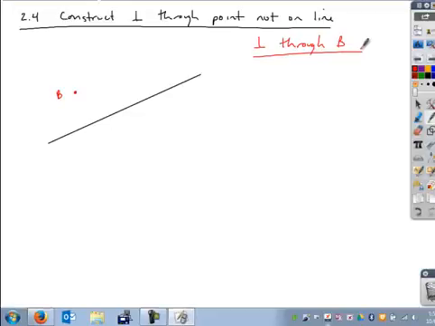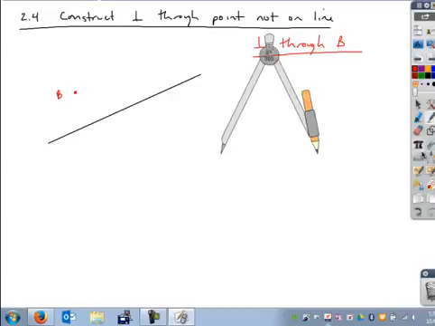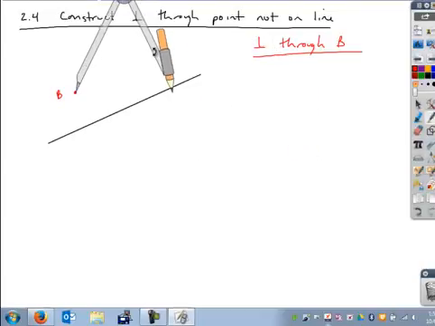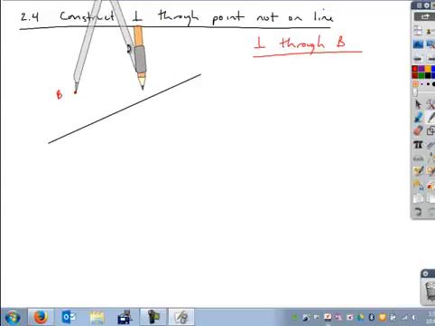Okay, the construction instructions for this are going to be identical to what we just did, with the exception of one word, and that word is we're changing the word diameter to chord. So if you want to construct a perpendicular through a point that's not on a line, you're still going to start with the same first step. Place the compass tip on your given point, and you're going to construct a circle.